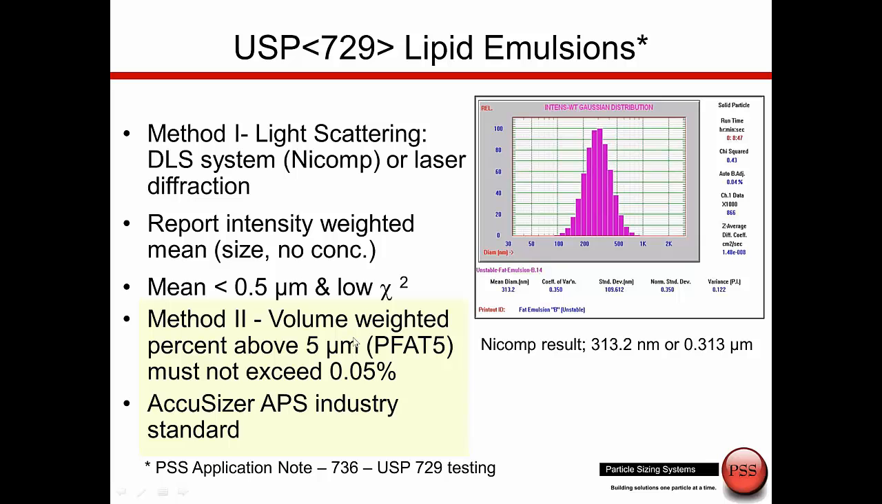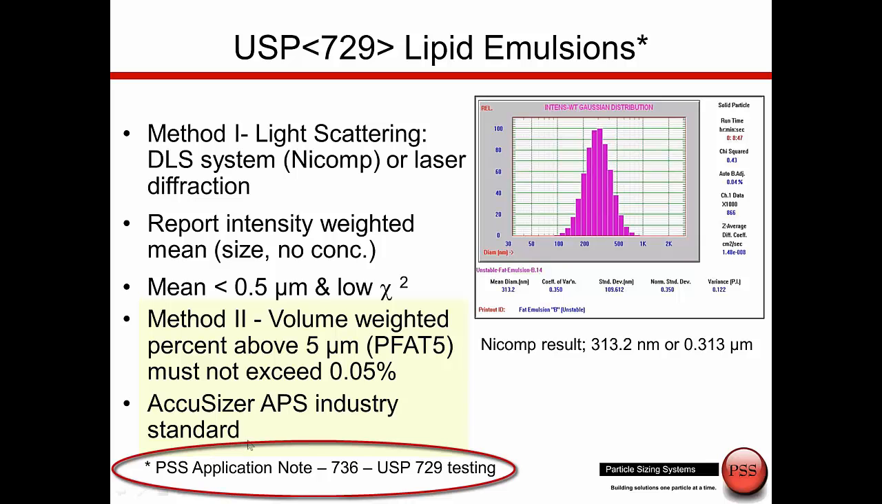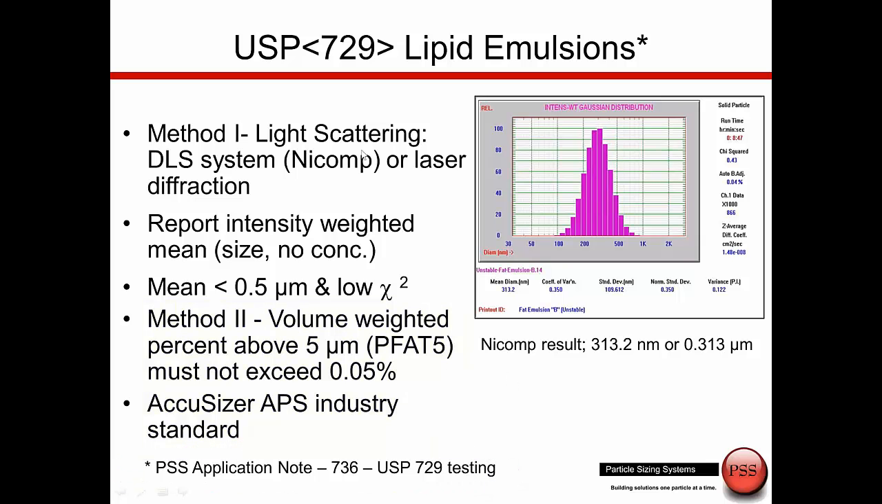And this is proven to be a very consistent indicator of emulsion stability. This calculation is called the PFAT5, and the AccuSizer is the industry standard for measuring this percent above 5 microns, or just above some other size above 1 or 5 microns. If you'd like more information on this test, there is an application note on our website, which you can download to read about USP 729 testing. So that's why we've chosen these two techniques to look at emulsion stability.